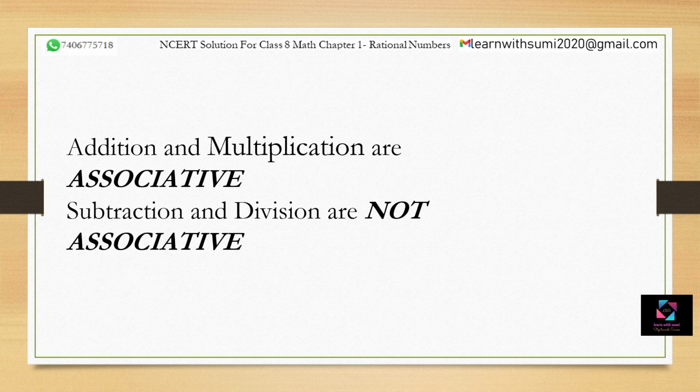In this video, we discussed the associative property of addition, subtraction, multiplication and division, and we came to the conclusion that addition and multiplication are associative, subtraction and division are not associative. In the next video, we will discuss the distributive property of rational numbers.